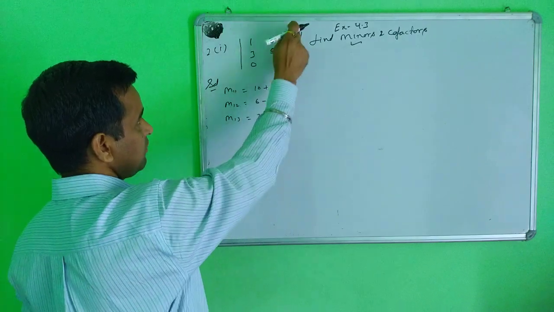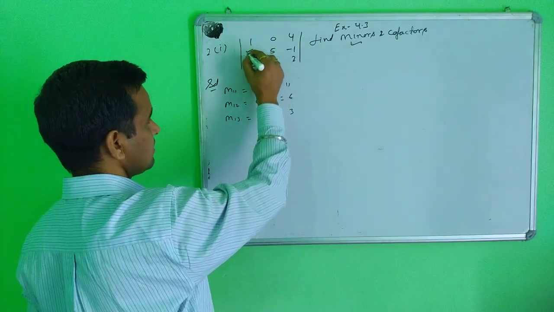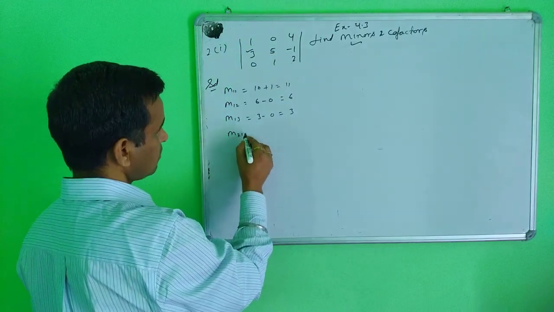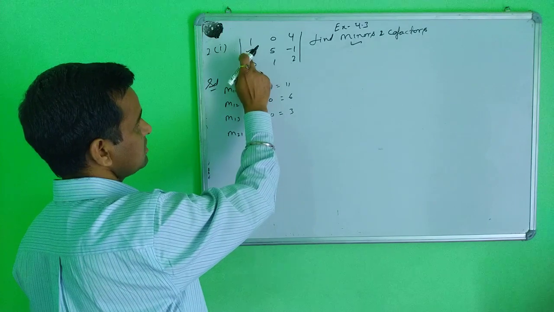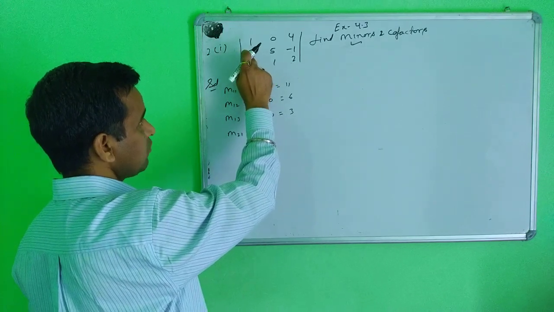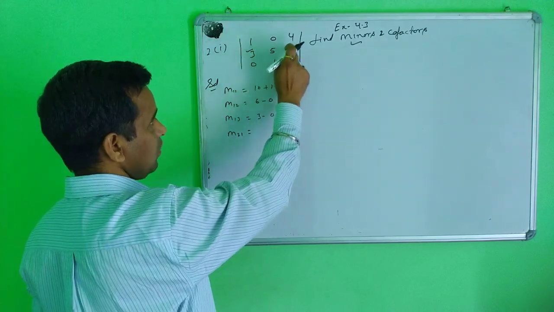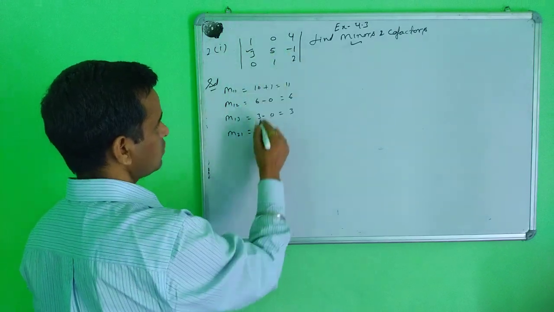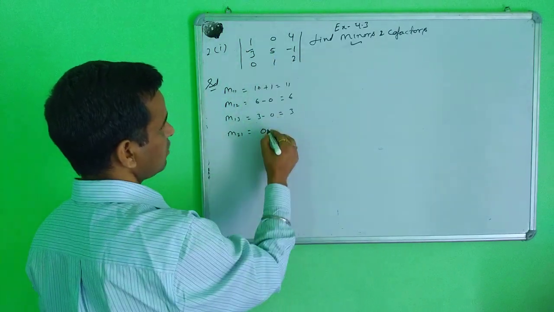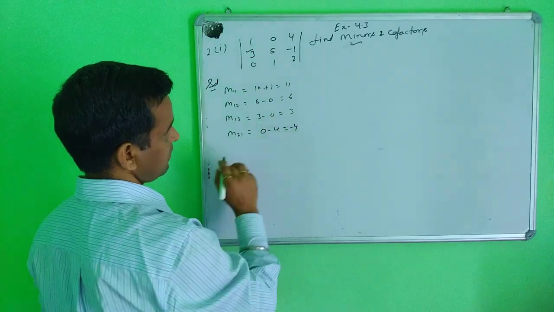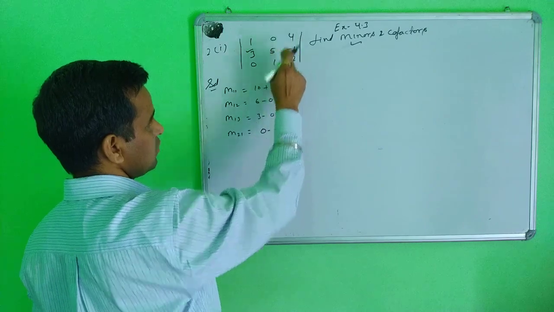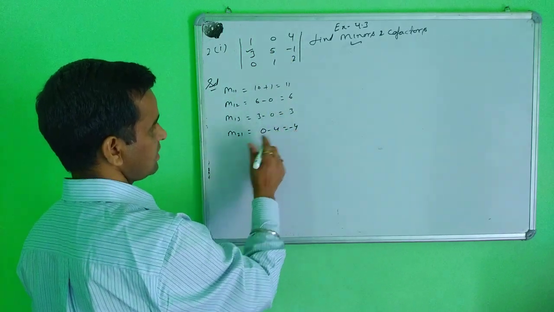Similarly, the minor of the second row element, this 2 1. This is the address 2 1, second row first column. So this row and this column will be hidden. Here 0 times 2 is 0, and 1 times 4 is 4, so 0 minus 4. The answer is minus 4.